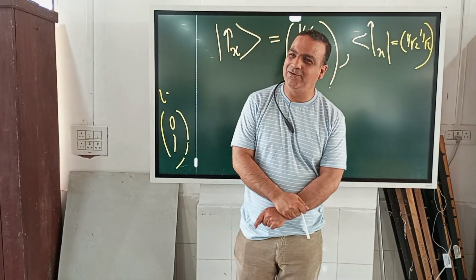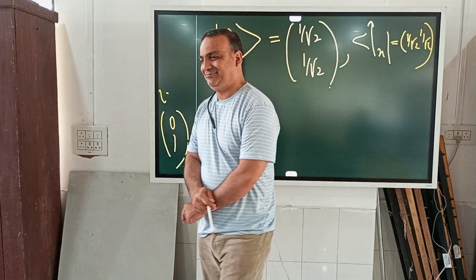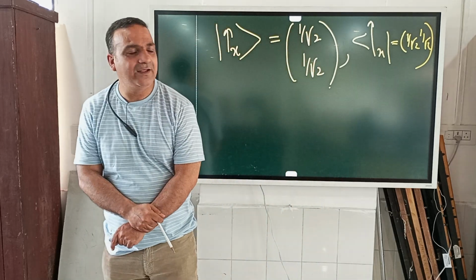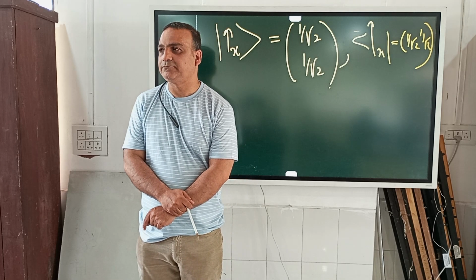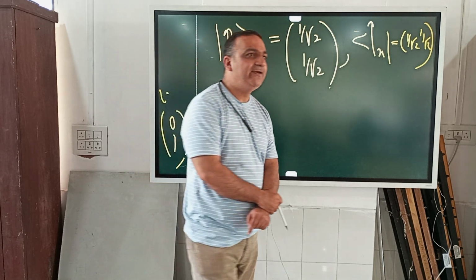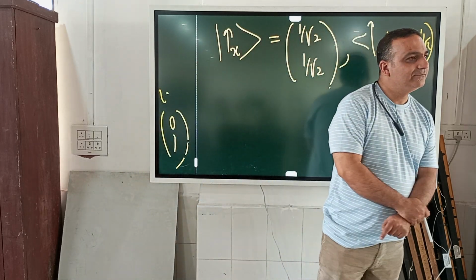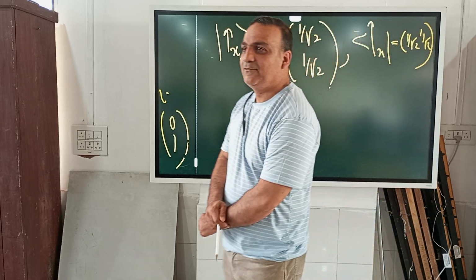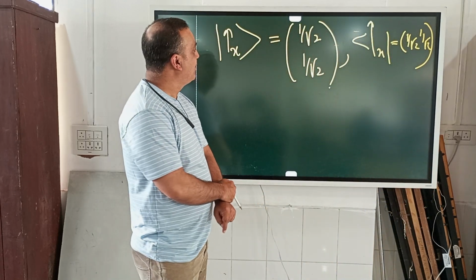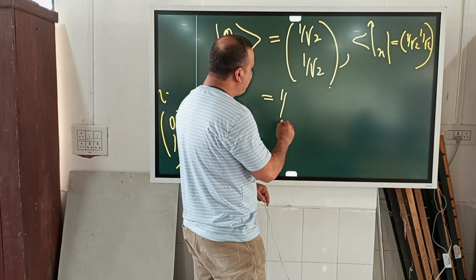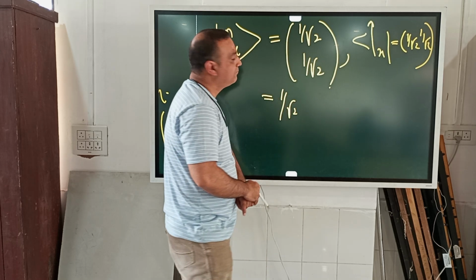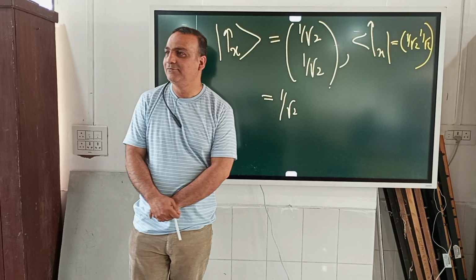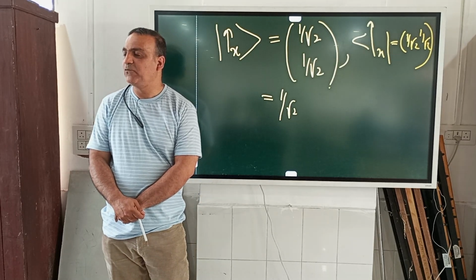Why am I writing 1 by root 2? Why am I writing 1 by root 2? You can see it. This is 1 by root 2. Why?